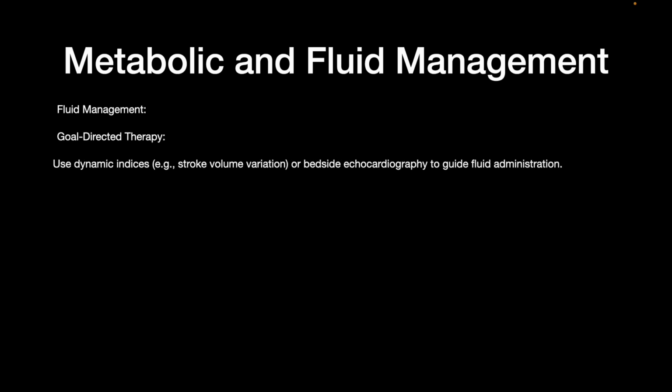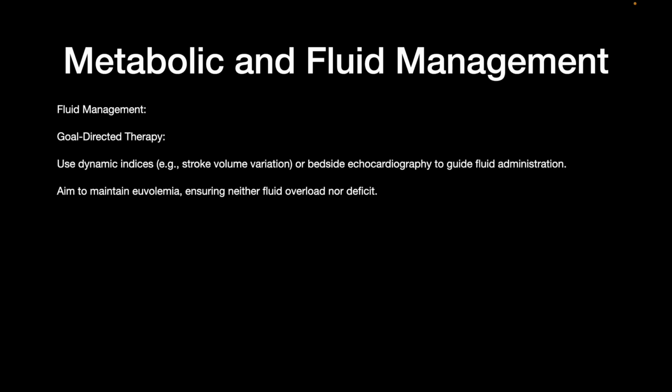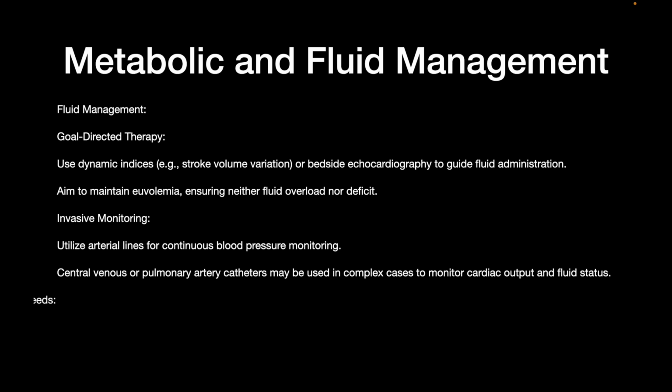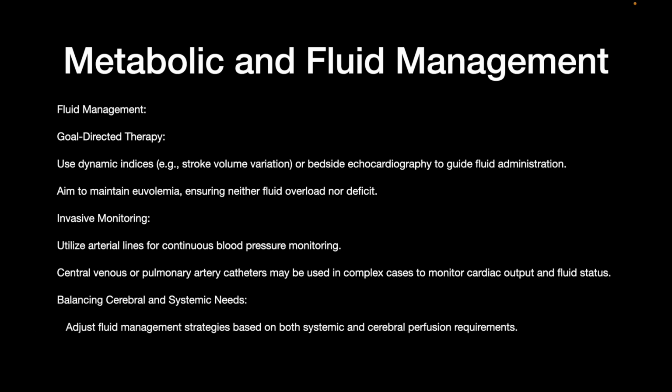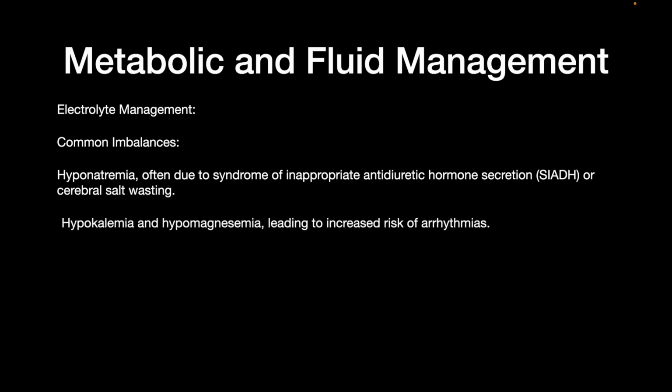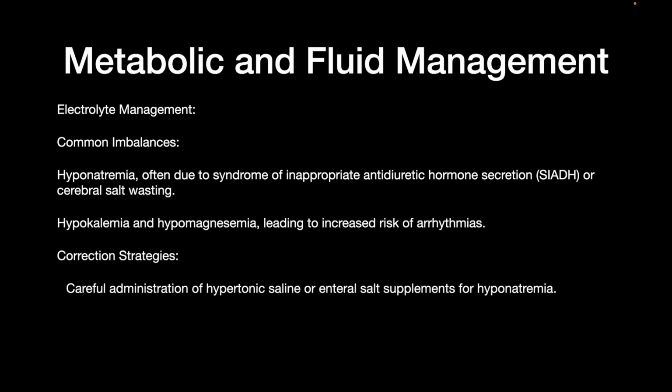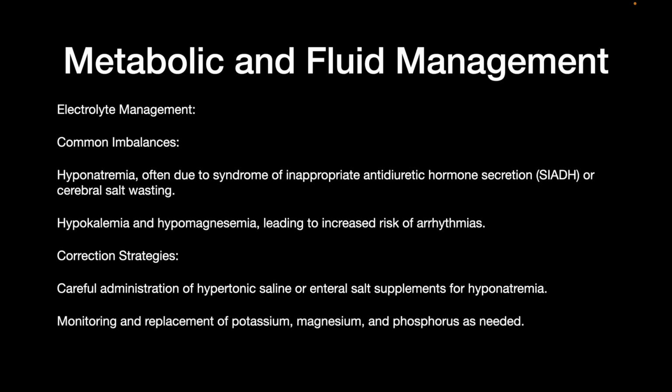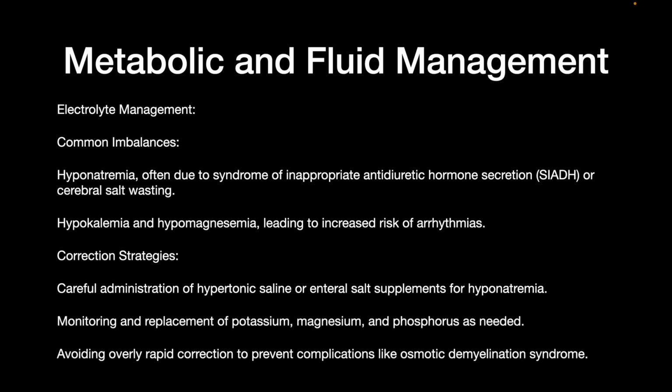The next important management is metabolic and fluid electrolytes, where there is a lot of derangement because of the autonomic imbalances. In fluid management, the goal-directed therapy is to use dynamic indices for giving fluids, aiming to keep a euvolemic state. Invasive monitoring may be required, such as arterial lines and pulmonary artery catheters. Balancing cerebral and systemic needs is very important here. Avoid aggressive fluid management. Electrolytes: common imbalances are hyponatremia, hypokalemia, and hypomagnesemia. Correct them effectively, and monitor and replace them as and when required. Avoid overly rapid corrections because they can cause more cerebral damage.